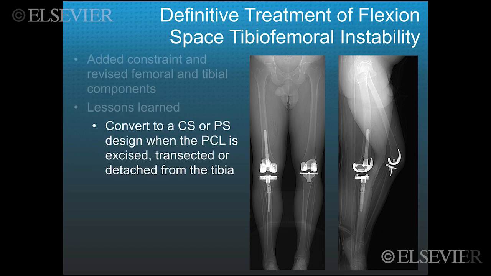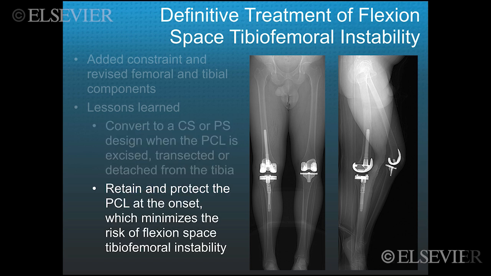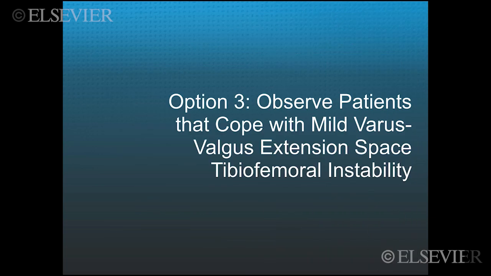Convert to a CS or a PS design when the PCL is excised, transected, or detached from the tibia, and always consider the use of more constraint. And the way to reduce this risk is just retain the PCL and protect the PCL at the outset, which minimizes the risk of this flexion space tibiofemoral instability. Option 3 is observe patients that can cope with mild varus valgus extension space tibiofemoral instability.